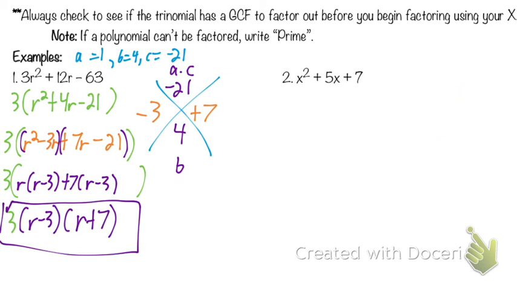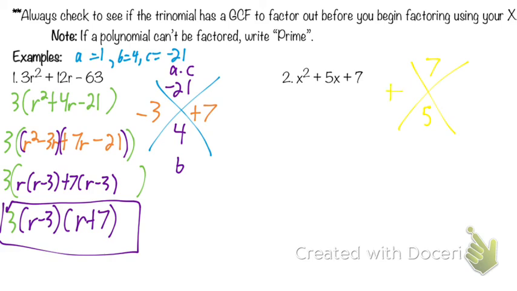Alrighty. Let's look at number 2 here. Is it in standard form already? I feel like it's prime. Okay, is there a GCF? No. Okay, so let's make the x. What's going at the top of this x? 7. 1 times 7. What's going at the bottom? 5. Now, it's multiplying to a positive, so it's going to be either 2 positives or 2 negatives. And it's adding to a positive, so it's going to be 2 positives or 2 negatives.